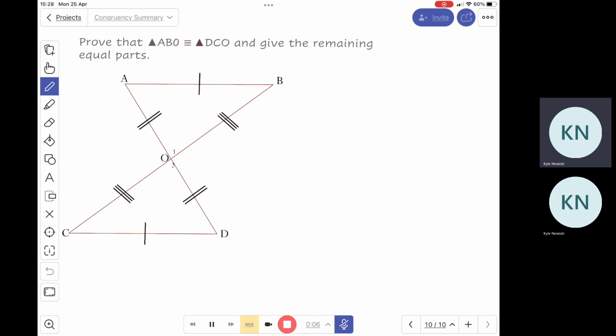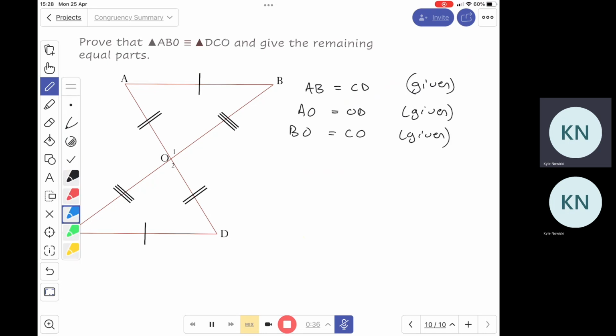So let's see, this one is quite nice. We're going to now have to set up our own two column here. So we're going to say our statement is AB is going to be equal to CD. It's been given. We know that AO has got to be the same as OD. It's also been given. And we know that BO is got to be the same as CO. It's also been given. And just for good luck, we can also actually say that angle O1 is equal to O2. And we know that because of vert-op angles.